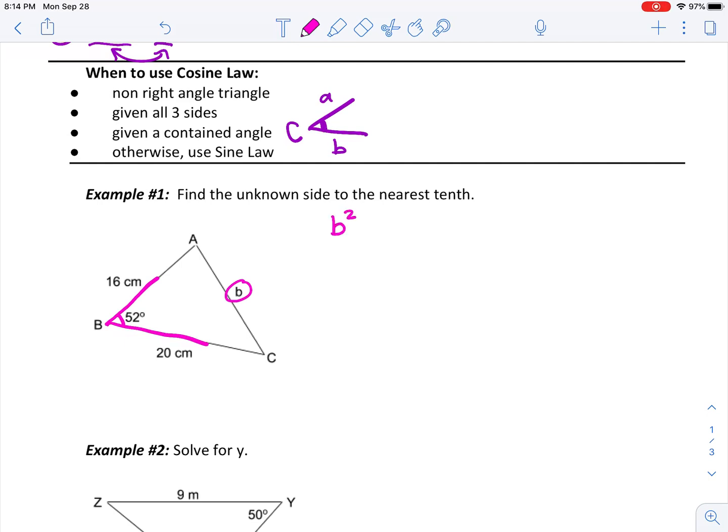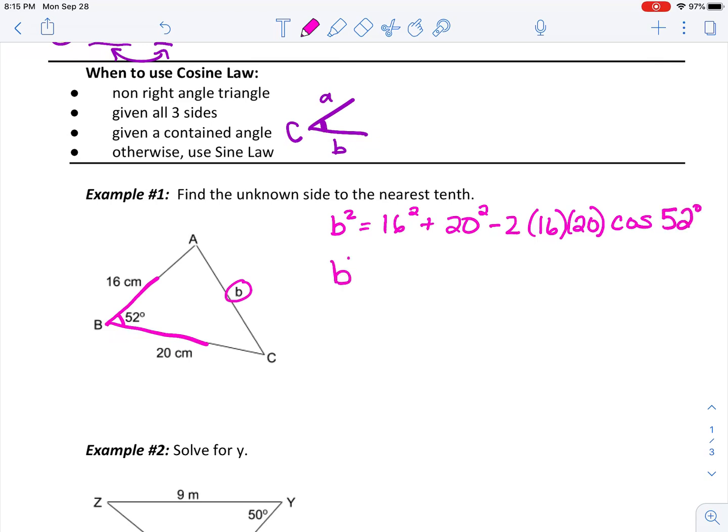So I'm going to say b squared equals, and it's the other 2 sides that are known, squared and added together. So you don't even have to worry about the variables. Just fill in the numbers there. Minus 2 times those 2 given sides times cos, the angle matching our variable at the front. So our matching angle is angle B, which is 52 degrees.